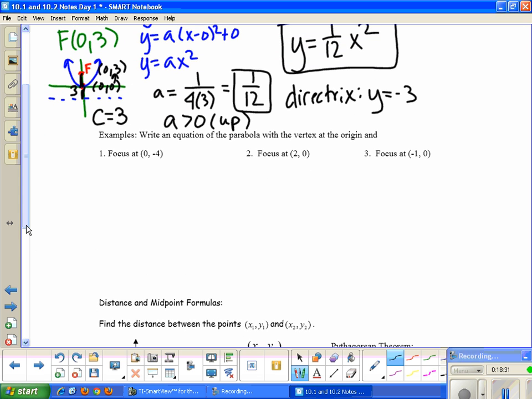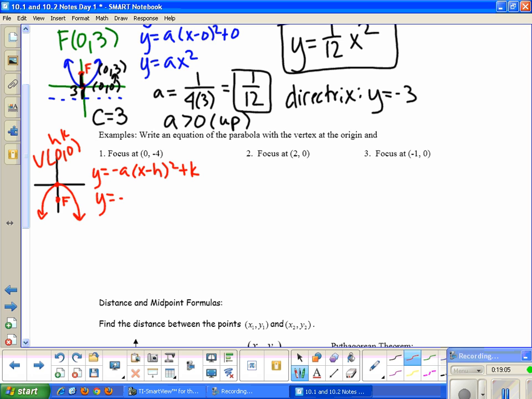So let's look at this next equation that we have here. So if we want to write an equation of the parabola with the vertex at the origin, and now we're given the focus is at 0, -4. So let's draw a little sketch. So the vertex is at the origin. The focus is at 0, -4, which would be right here, which means that my graph would have to open downwards like this. So y equals, it's going to be -a times x minus h squared plus k. So I know my vertex is 0, 0, which is my h and my k. So really I have y equals -a x squared.